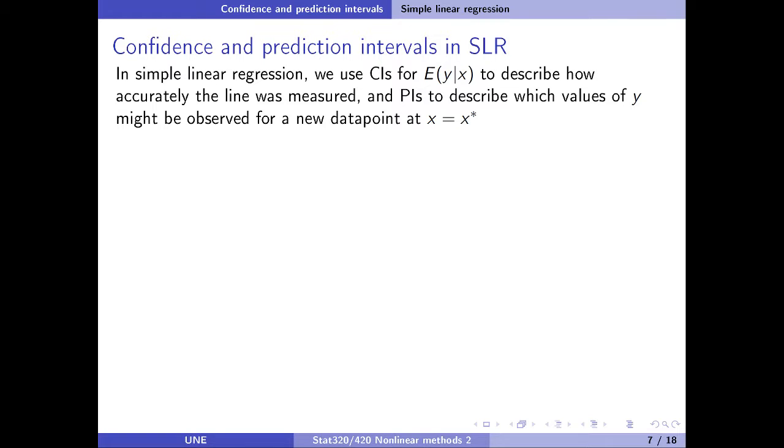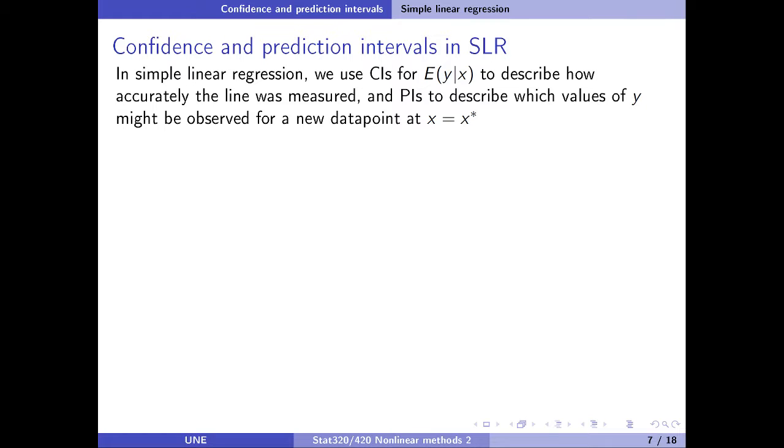So before we get into confidence intervals and prediction intervals in nonlinear regression, let's just remind ourselves about confidence and prediction intervals in simple linear regression, because there's some really nice parallels here. In simple linear regression, we'd use confidence intervals for the expected value of y given x to measure how accurately we've described the line. If we have enough data, we should be able to describe it well. If we don't have much data, it'll be a pretty noisy line, and lots of possible lines could fit in there.